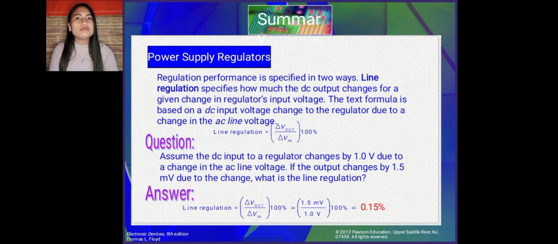So, we will use the given values to solve the problem. We are given an input change of 1.0 volts and an output change of 1.5 millivolts. So, we will substitute those values into our equation. Upon substituting, we get a line regulation equal to 0.15%.